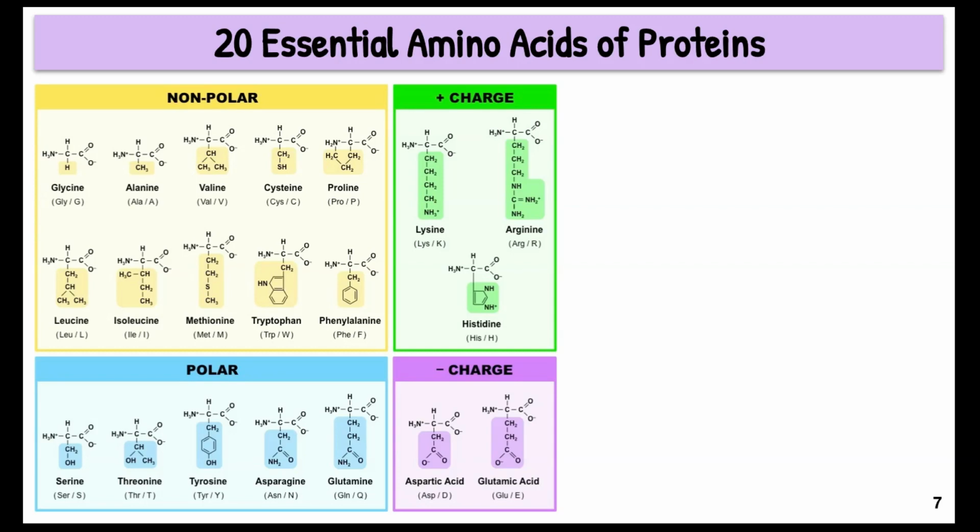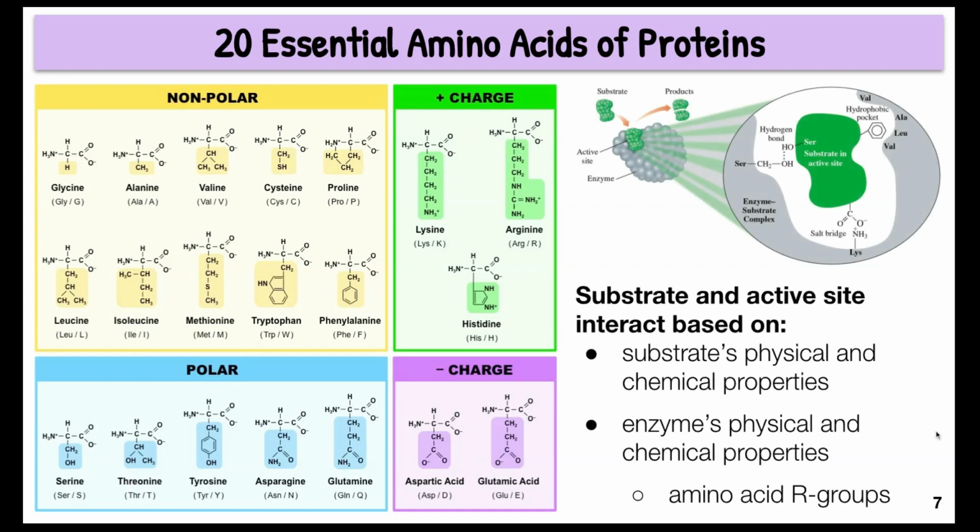If we look at the diagram shown here, we will see that the substrate in green interacts with different R groups from amino acids in the enzyme's active site. Serine, for example, is a polar amino acid. The polar R group of serine interacts with the OH group on the substrate's surface, forming a hydrogen bond.